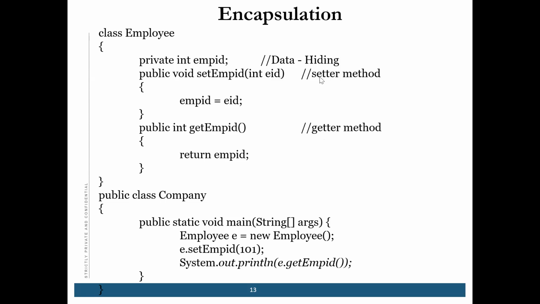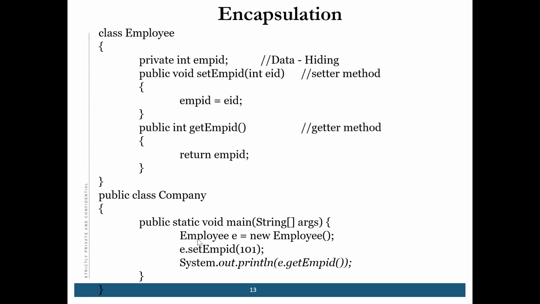The setter method is just to set that variable, which means giving a value to that variable, and the getter method is to return the variable value which we have given in the setter method.